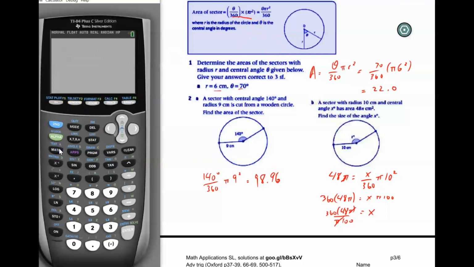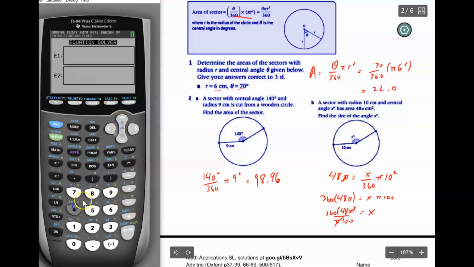So how do you do it with solver? You press math, and then you go down to the bottom of math, and there's solver here, and you put the left side, which is 48 pi, into E1. That's weird. 48 pi, so you do second pi, okay? And then on the right side, you're going to have x times pi times 100 divided by 360.